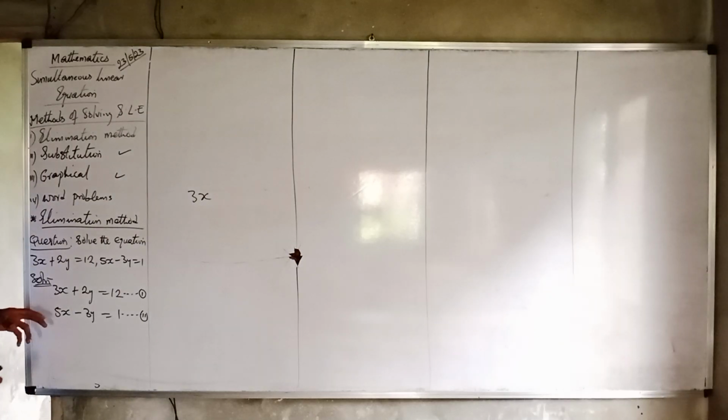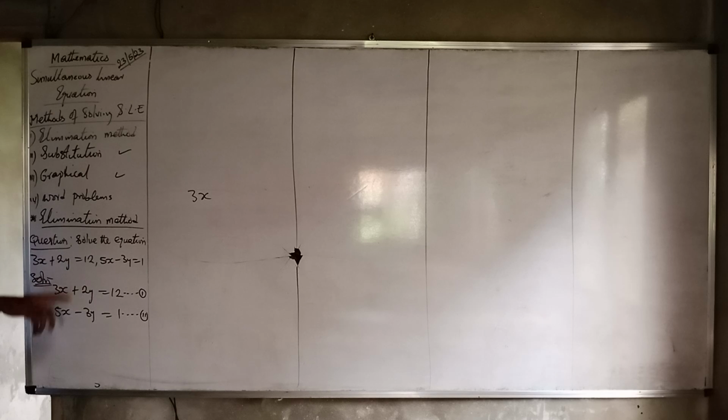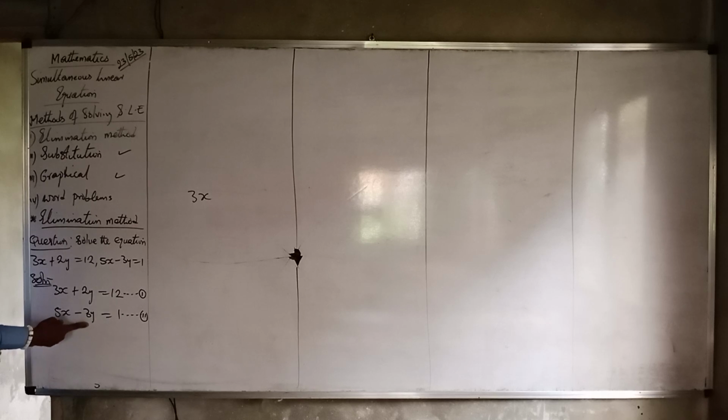So you must make sure that the coefficient of that unknown in both equations are the same. But here, 3 and 2, and 3 and 5, they are not the same. So how do you make the coefficients of the unknown you want to eliminate the same? Let's say for instance I want to eliminate y. I'll multiply equation 1 by the coefficient of y in equation 2.